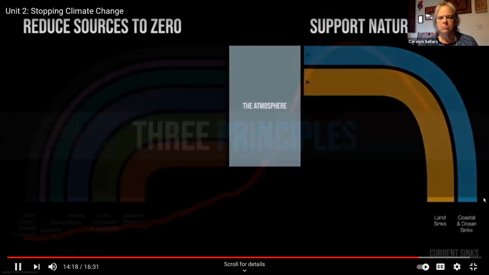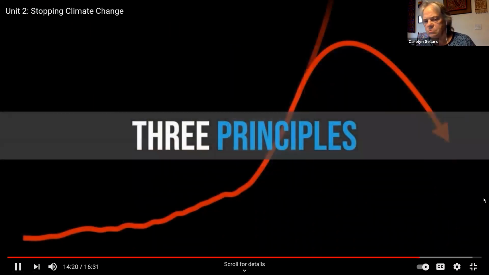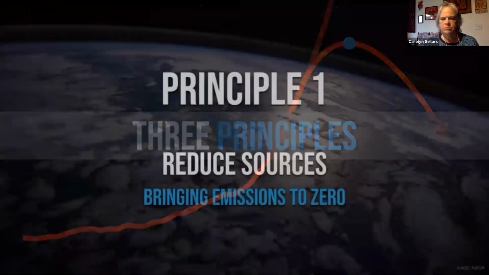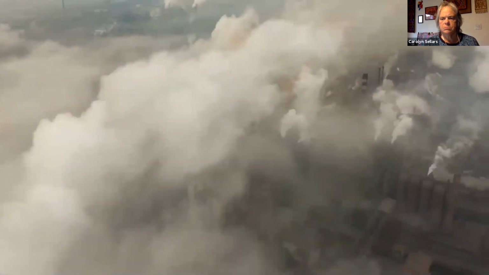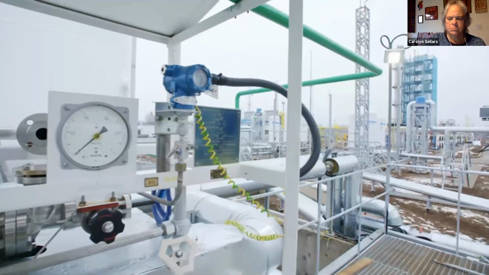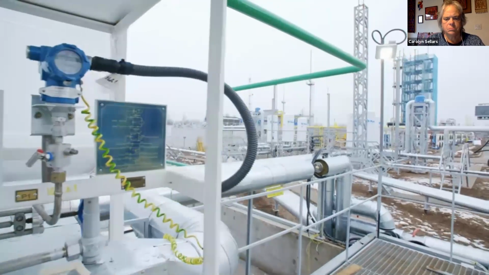So the idea of getting to drawdown actually will be based on 3 big principles, and these are important. The first thing we've got to do, and we always need to begin here, is reduce the problem before it even starts. Let's stop pollution before it even gets in the atmosphere so it doesn't cause any problems at all. And that means bringing these emissions down to zero.